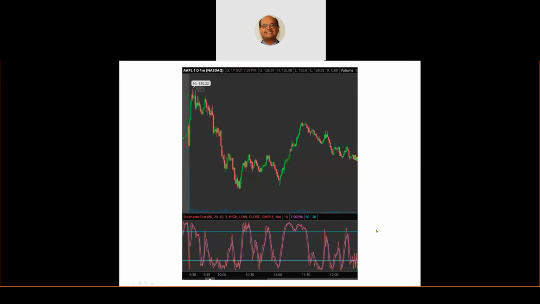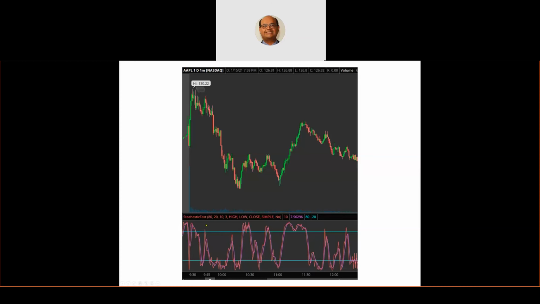What you see at the bottom is stochastic fast. There are stochastic fast, stochastic slow, different variations of stochastic. Stochastic has an underlying basic formula and principle by itself, and on top of that, the Think or Swim guys have built a few small, tiny variations called stochastic fast, stochastic slow, stochastic RSI, and so on. But fundamentally, this is one strong indicator.